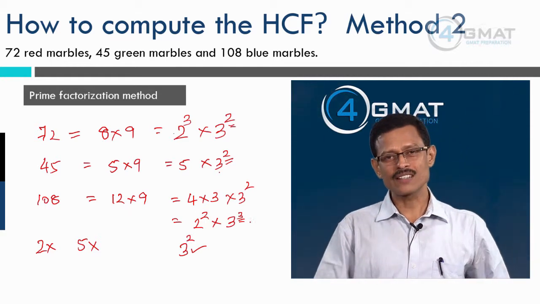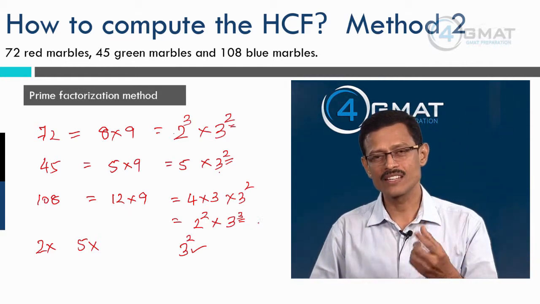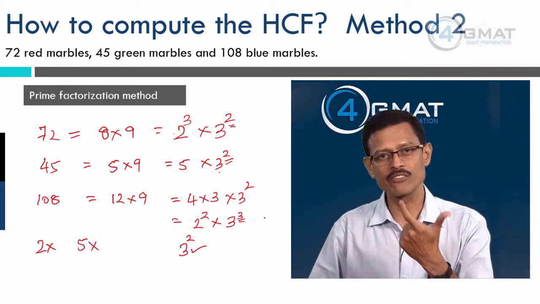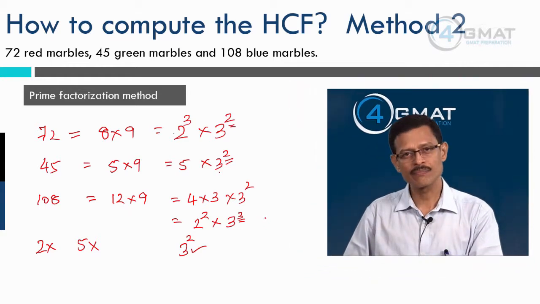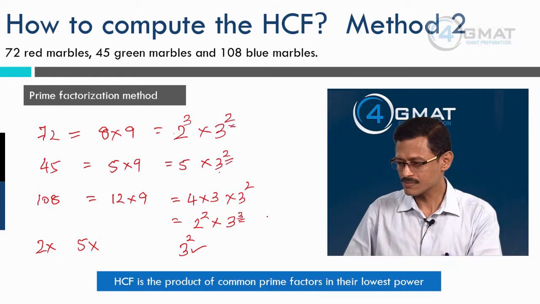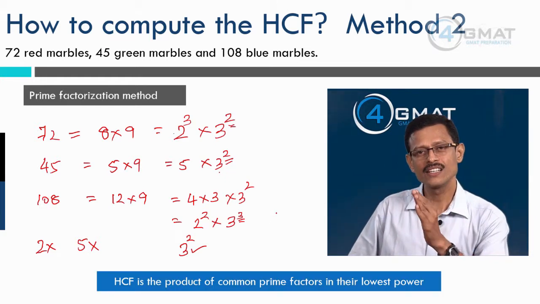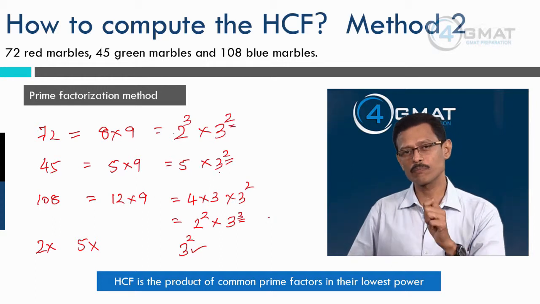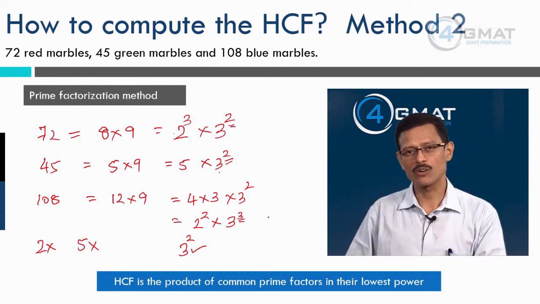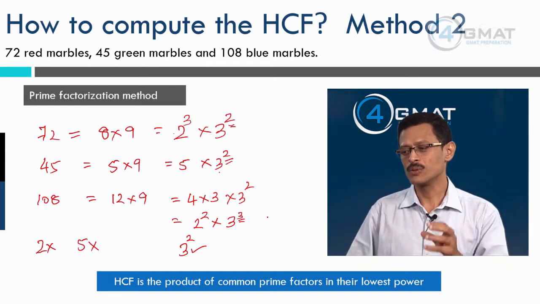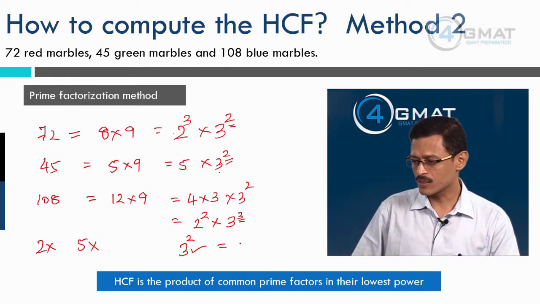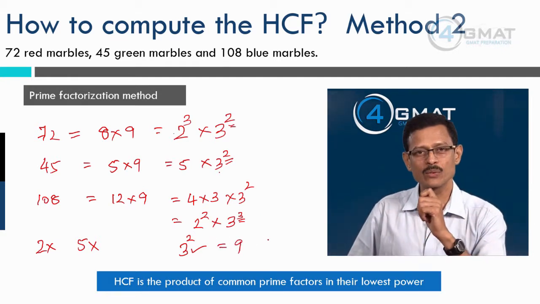Right. So if I can summarize how to find the HCF in a single sentence using the prime factorization method, it is this: prime factorize the 3 numbers. HCF is the product of the common prime factors in its lowest power. You'll have to pick that prime factor which is common in all the numbers in its lowest power. So whether we went about the first method or the second method, the HCF is equal to 9.